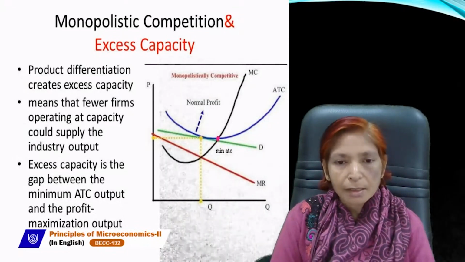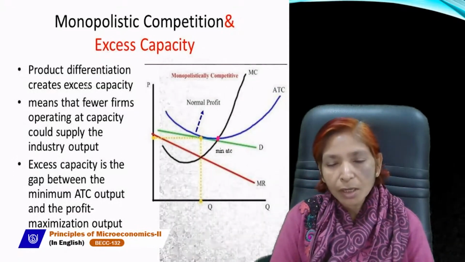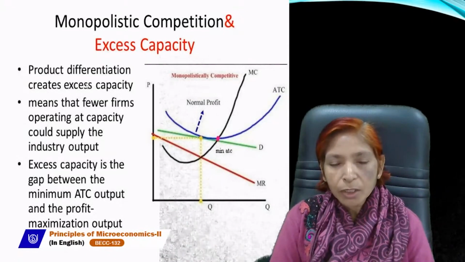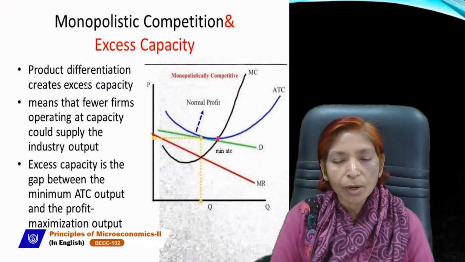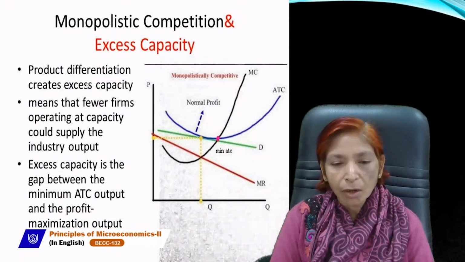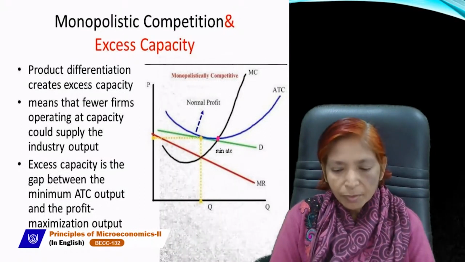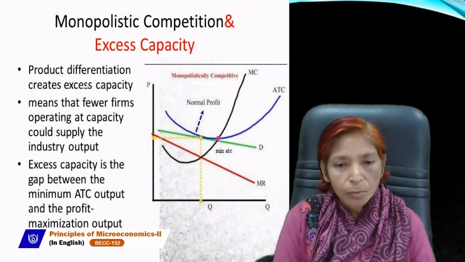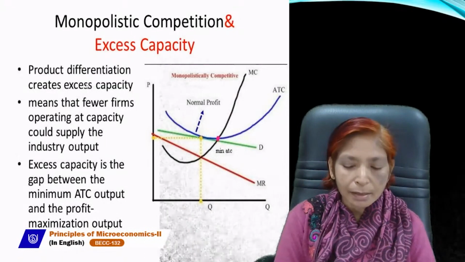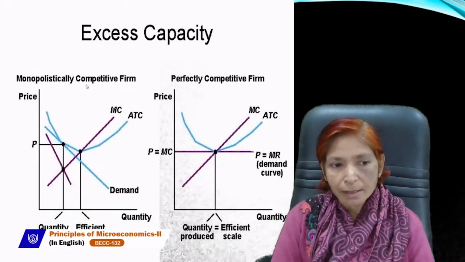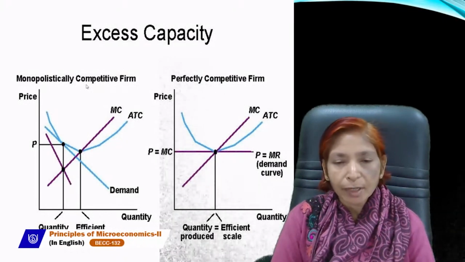Now, the excess capacity concept always arises where MC cuts AC. Here costs are minimum and the firm can produce at this level but does not, in order to charge a higher price. That's why the loss of output is called excess capacity. The gap between the ideal output and the profit maximizing output is called excess capacity. Next, excess capacity you can show in this way for both a monopolistic competitive firm and a perfectly competitive firm.